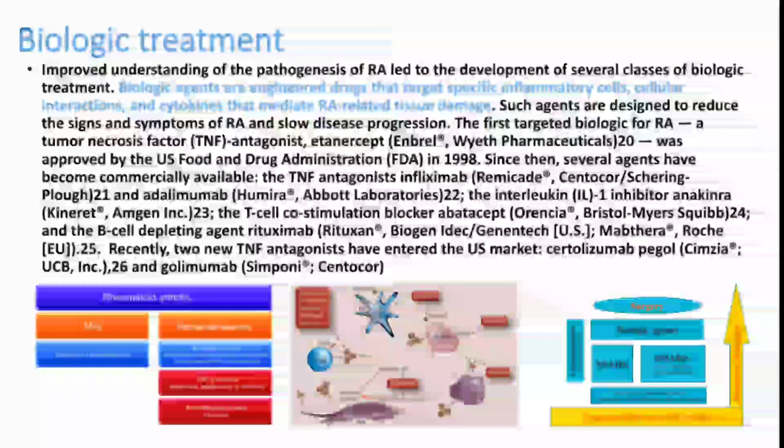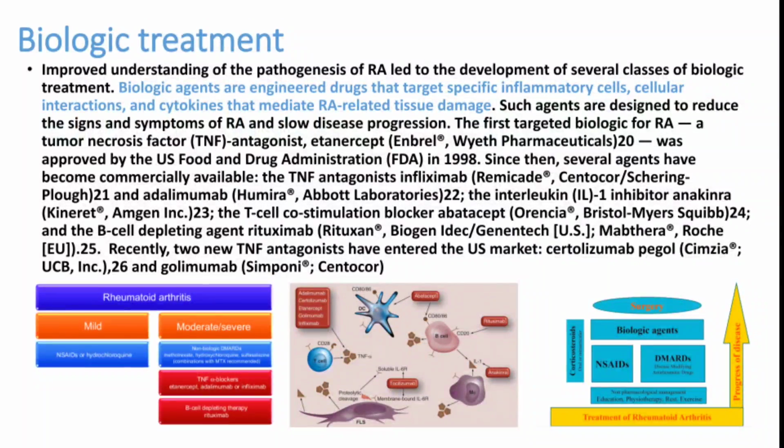Now another class of drugs is biological DMARDs. There are many types of biological DMARDs available. They include the tumor necrosis factor antagonist etanercept, and many other drugs. Another TNF antagonist is infliximab, then adalimumab, and the interleukin 1 inhibitor anakinra. So many drugs are available in this class.